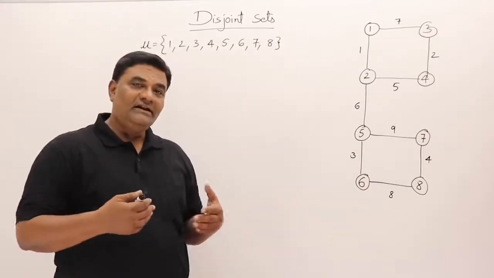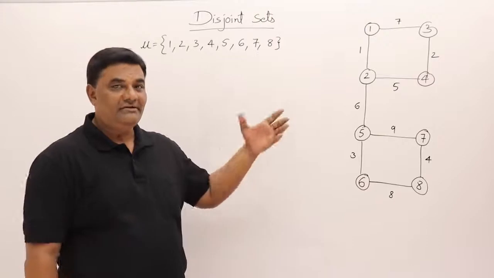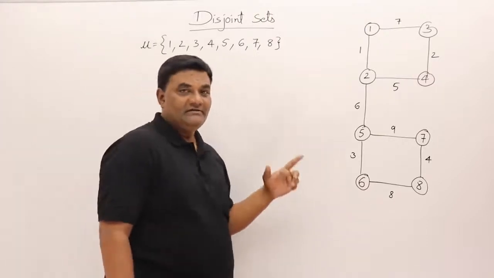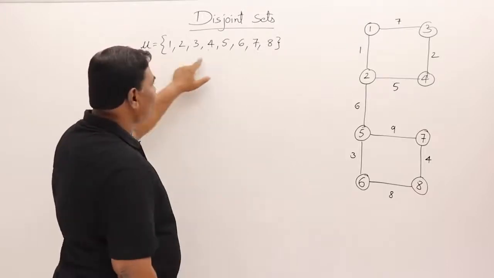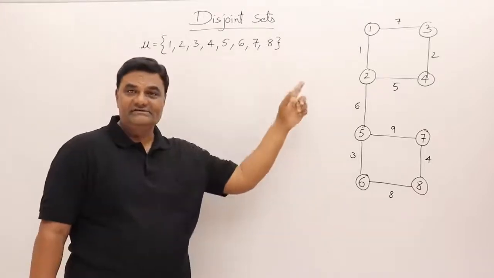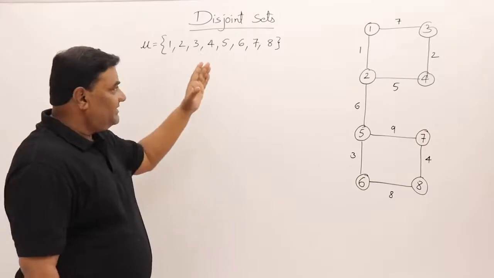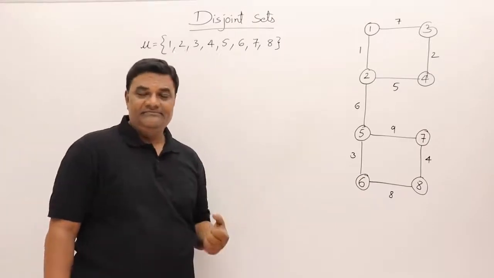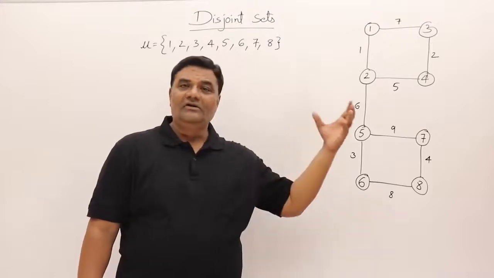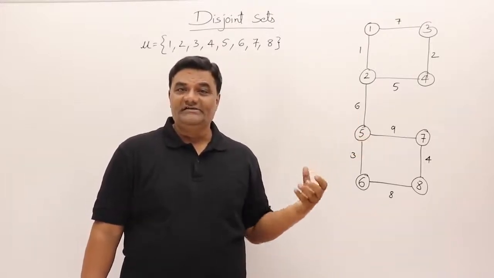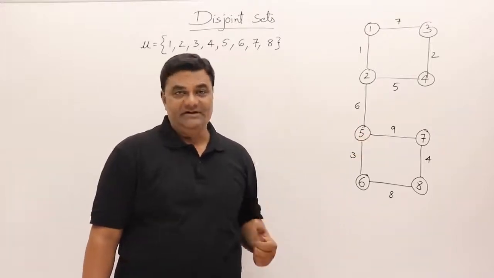Now, how can we take the help of disjoint sets for finding a cycle? Let us check. There are 8 vertices. I have taken a universal set with 8 vertices. Each element, consider it as a set. Now let us start. We'll be going on taking edges, including edges and forming the sets for them one by one.